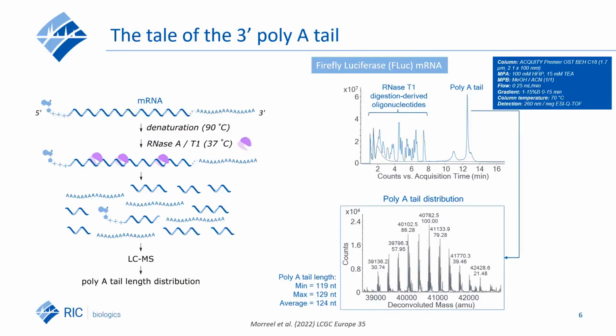First, let's have a look at the analysis of the poly A tail. Therefore, we isolate the poly A tail by digestion of the mRNA with ribonucleases, such as for example RNase T1 that cuts after every G unit, or RNase A that cuts after every C and U unit. The only part that is not cleaved by both RNases is the poly A tail.